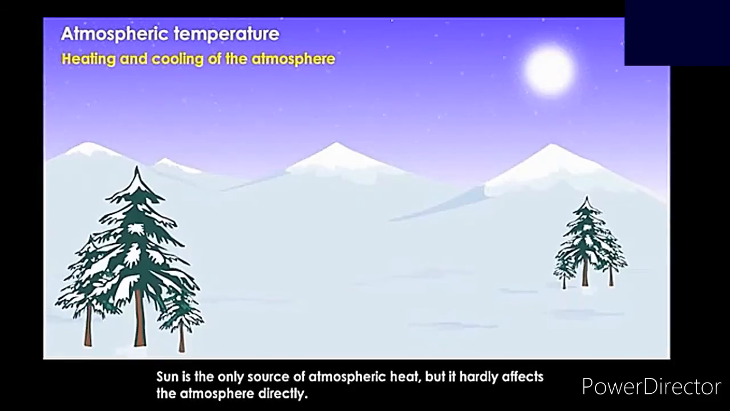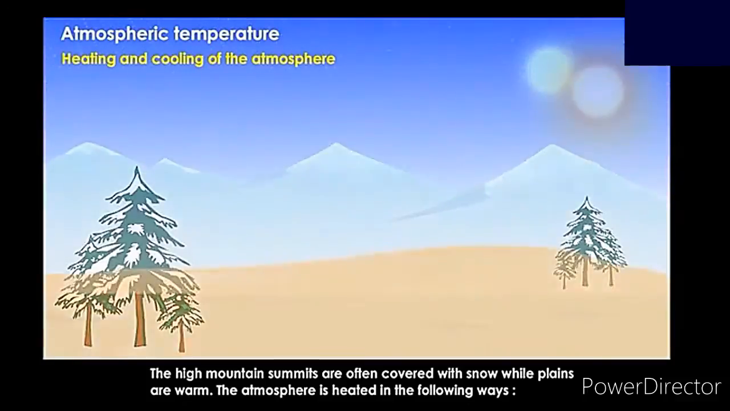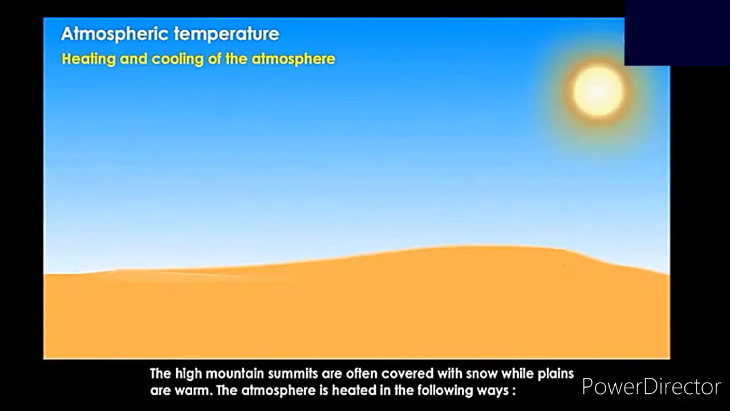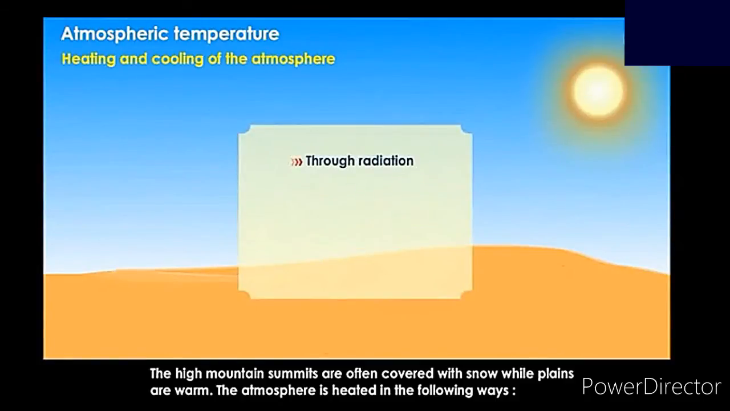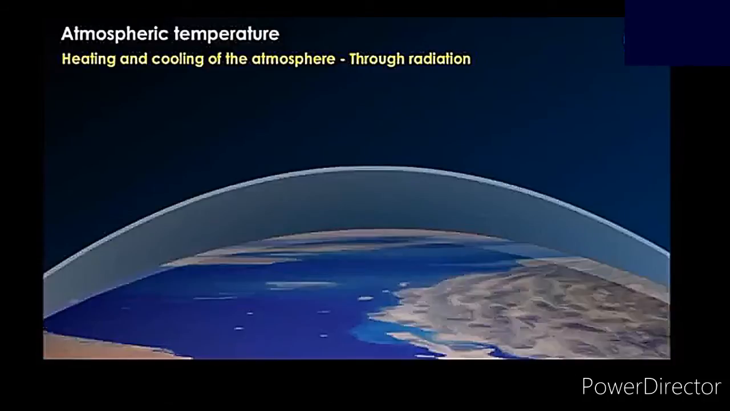Heating and cooling of the atmosphere. The Sun is the only source of atmospheric heat, but it hardly affects the atmosphere directly. The high mountain summits are often covered with snow while plains are warm. The atmosphere is heated in the following ways: through radiation, through conduction, through convection, and through advection.